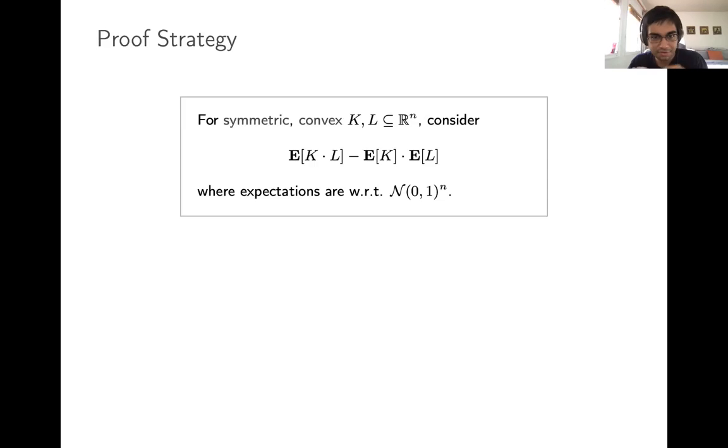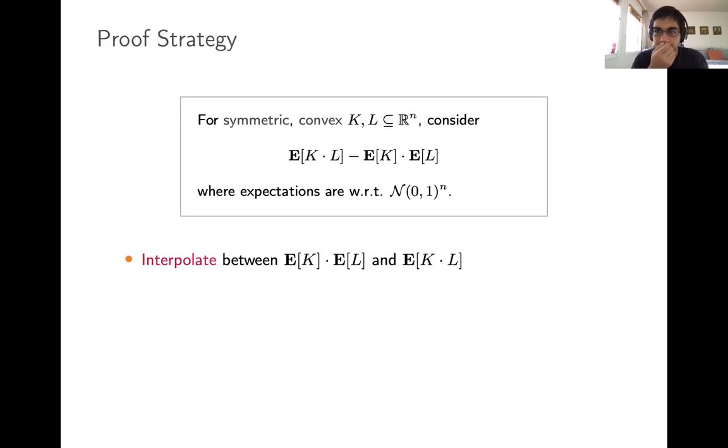Let me sketch the proof strategy we'll be following very, very briefly. So we've got these two symmetric convex sets, K and L, and we're interested in the correlation between these two sets. And what we're going to do is interpolate between each of the two terms in this correlation quantity. And there's a natural way of doing this by starting with the expectation of K times L and adding noise to the inputs of one of these two indicator functions, say to K. And eventually you add enough noise that this noisy version of K becomes independent of L. And so this expectation splits into the expectation of K times the expectation of L. And we'll be doing this interpolation using the Ornstein-Uhlenbeck noise operator.